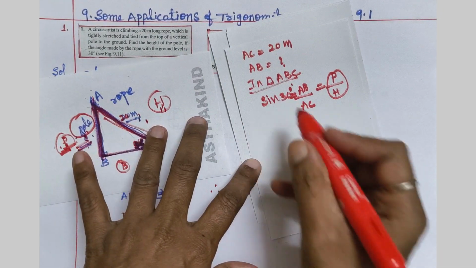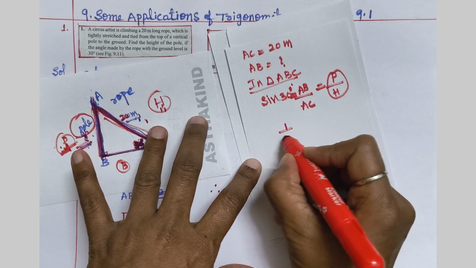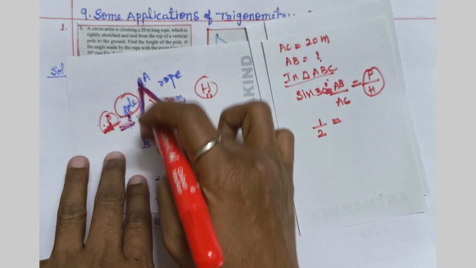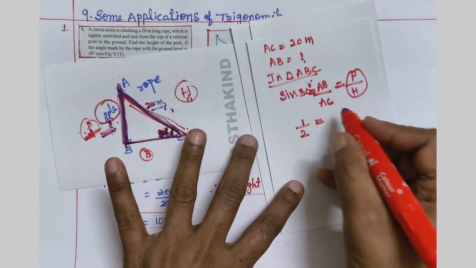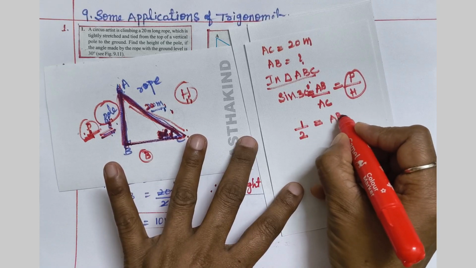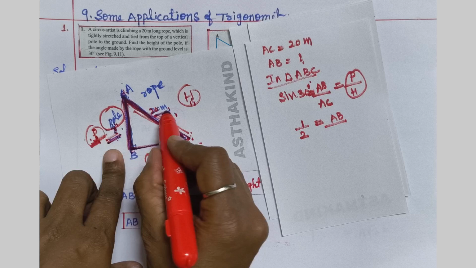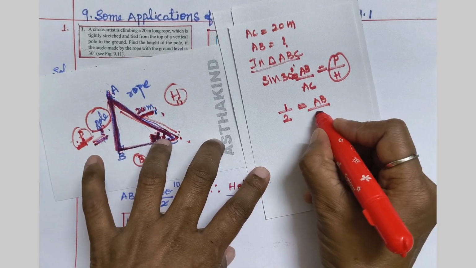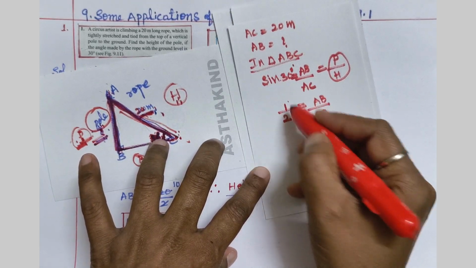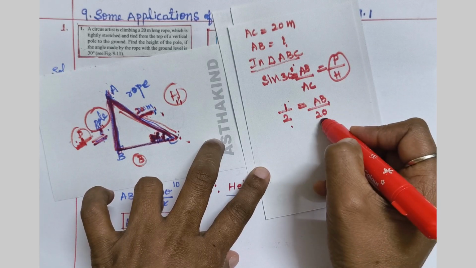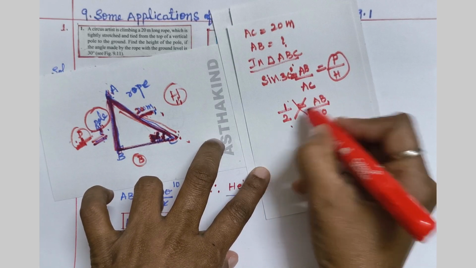Now see here, sine 30 value you have to apply. Sine 30 is 1 by 2. Next, AB value you don't know, so you write here AB. Next, AC value you have to write. AC value is 20. Now apply here: sine 30 is 1 by 2, AB value unknown, AC value is 20. Now you do cross multiplication.